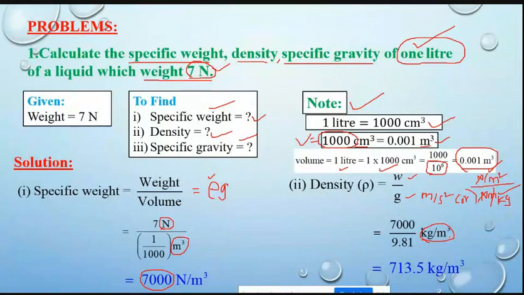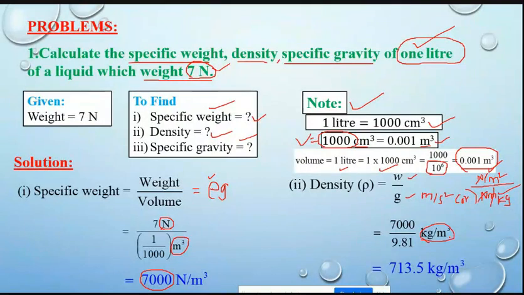If you have the mass in the given data, you can directly use the formula, mass per volume. But here we don't have the mass, so you can use the specific weight.